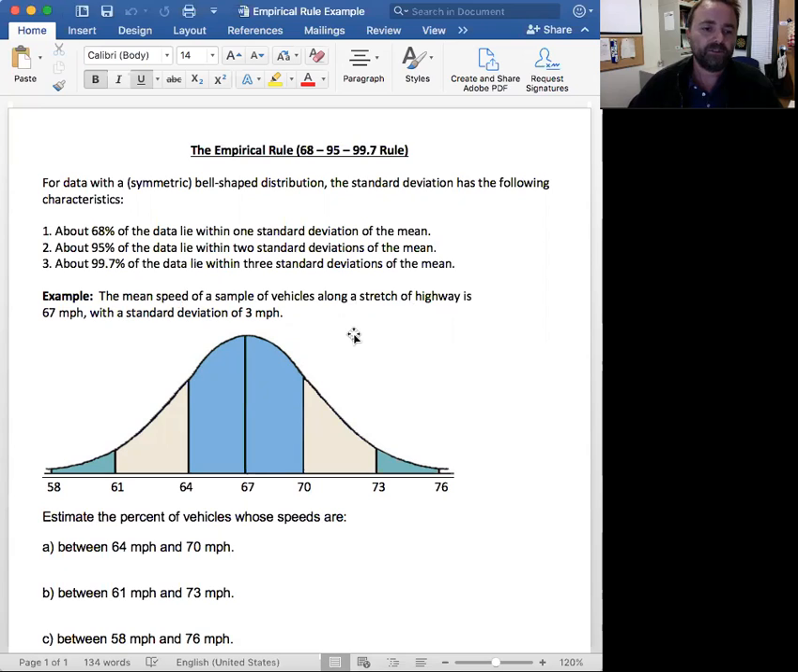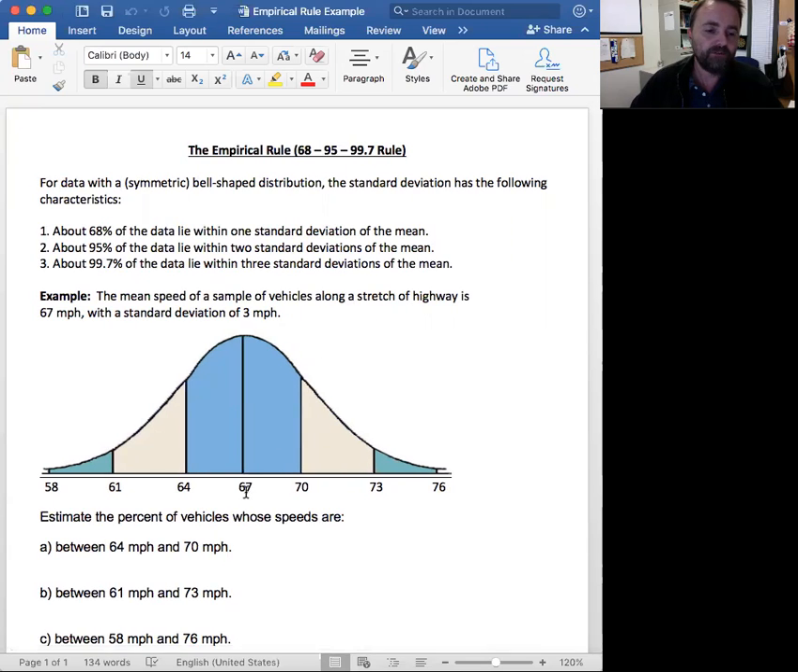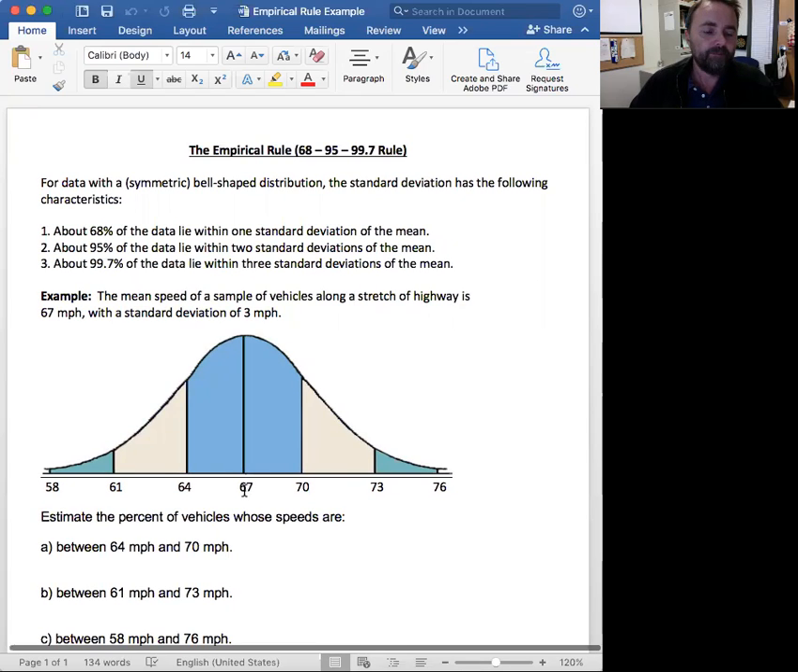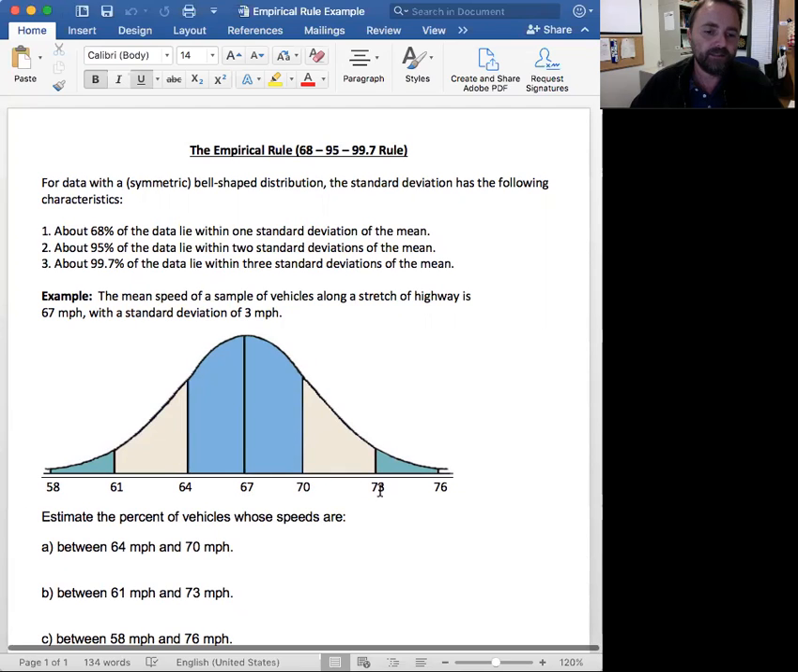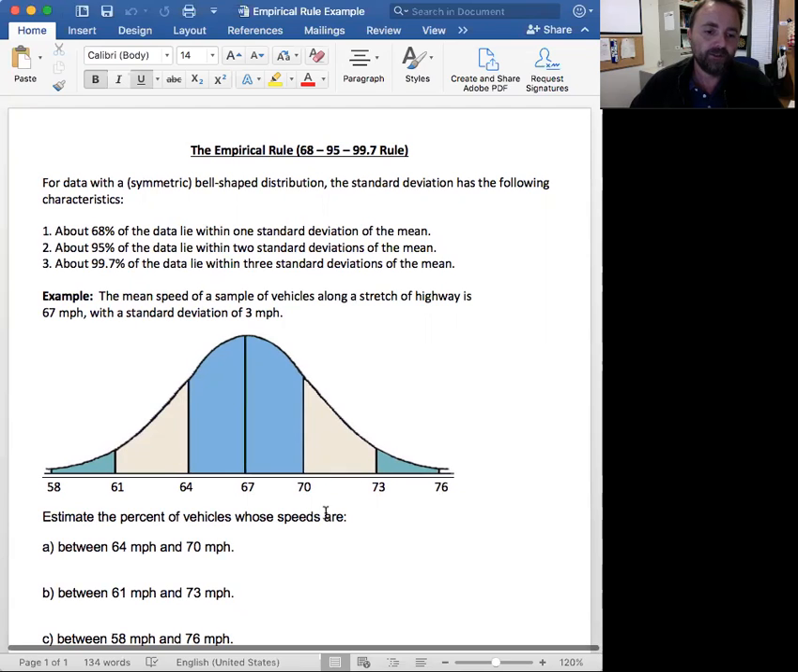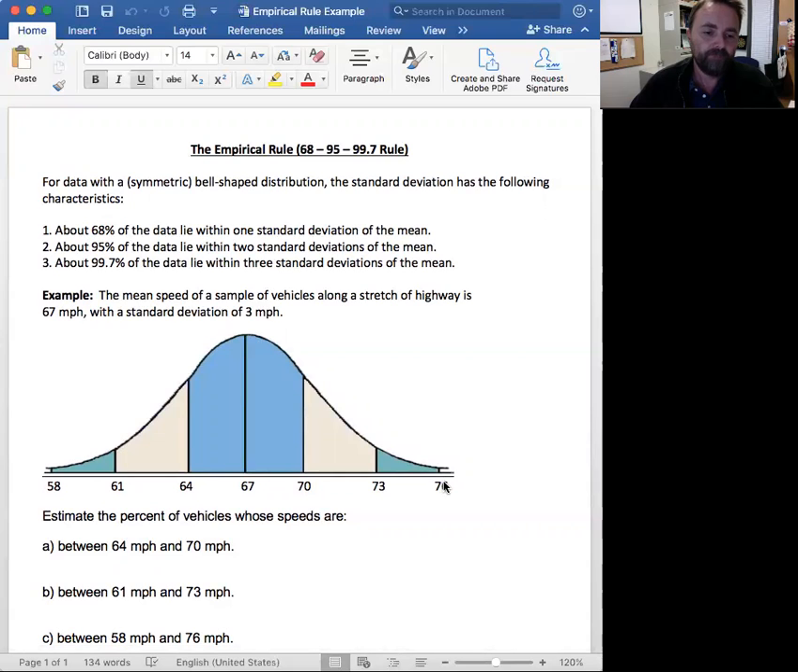So what you do is you put the mean in the middle, because the mean is a representative value of the middle. And then notice what you do for the standard deviation. You add the standard deviation repeatedly as you go along. So 67 plus 3, 70 plus 3, 73 plus 3. And then on the other side, subtract. So minus 3, minus 3, minus 3.